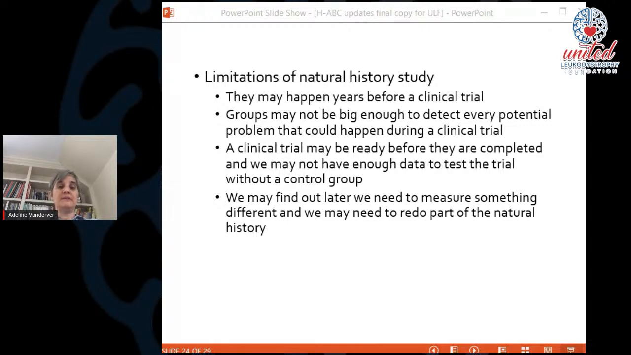So the limitations of a natural history study are that sometimes they may happen years before a clinical trial, right? The groups may not be big enough to detect every potential problem. And also sometimes a clinical trial might be ready before they're completed, and we might not have enough data to test the trial without a control group. So natural history studies that you do before a clinical trial are not perfect, but they can help you a lot and set things up so that you can do the best job you can in designing a clinical trial. Next slide, please.